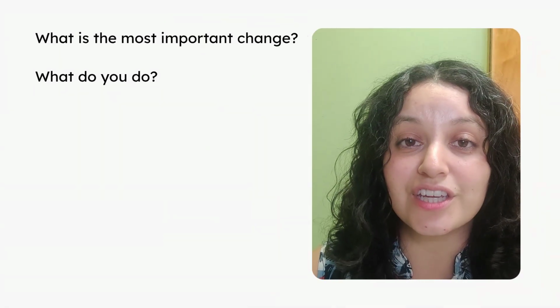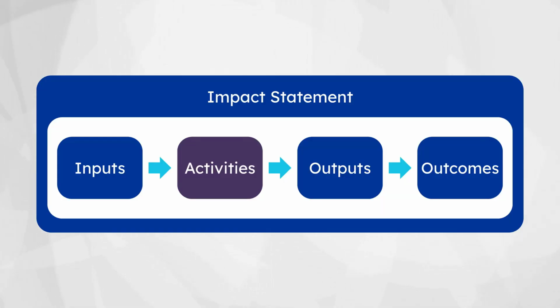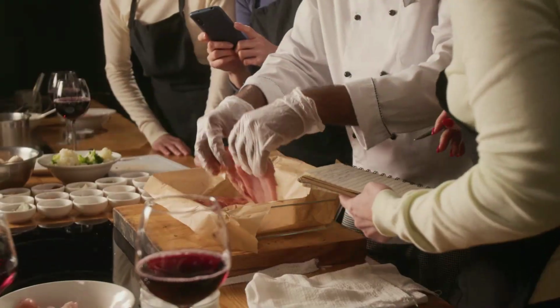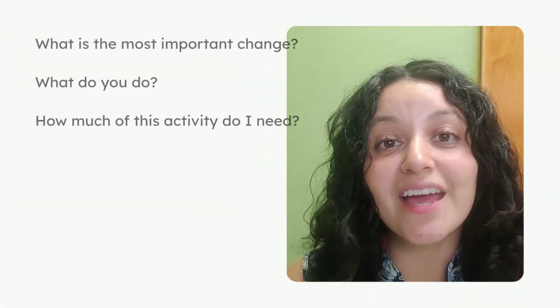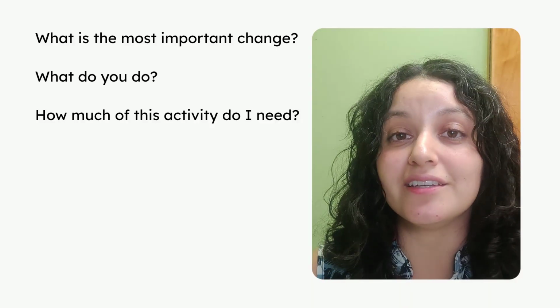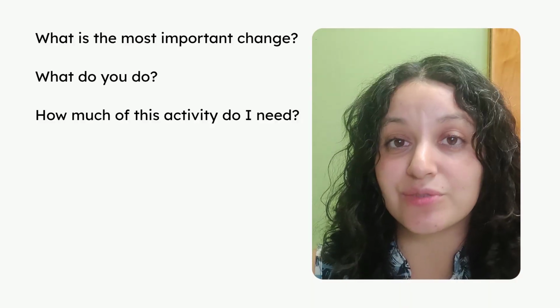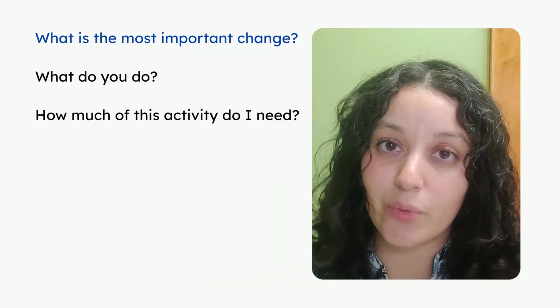The next question is, what do you do to make this change possible? These are your activities. If we go back to the diabetic diet example, you might have a class that explains what a diabetic meal is. Next, ask yourself, how much of this activity do I need to see the changes we want? These are your outputs. Now, think about whether what you're proposing is enough to see the changes or outcomes you identified in the first question.